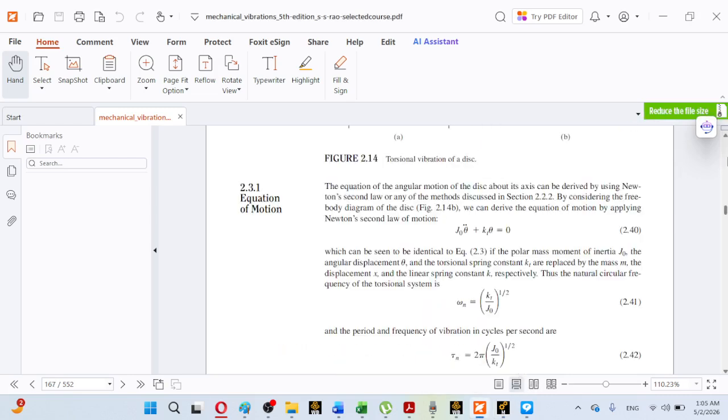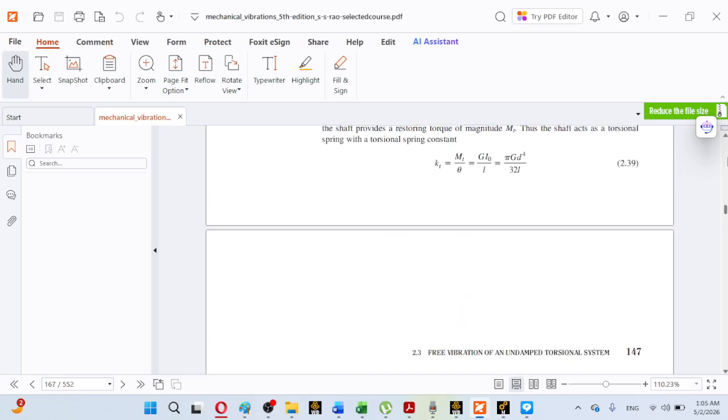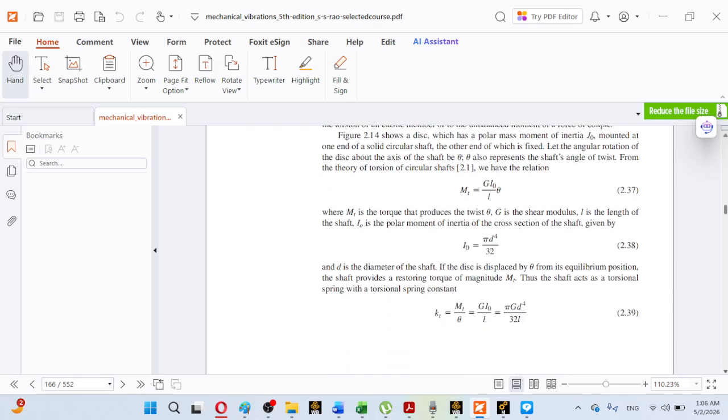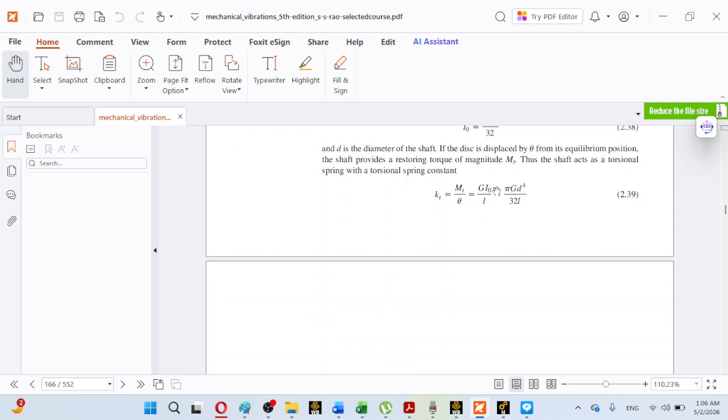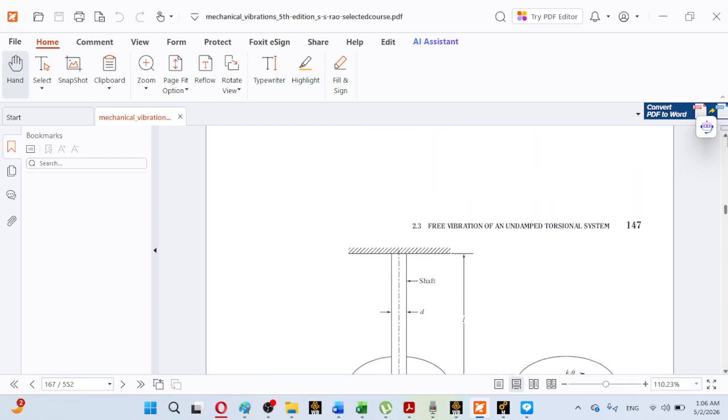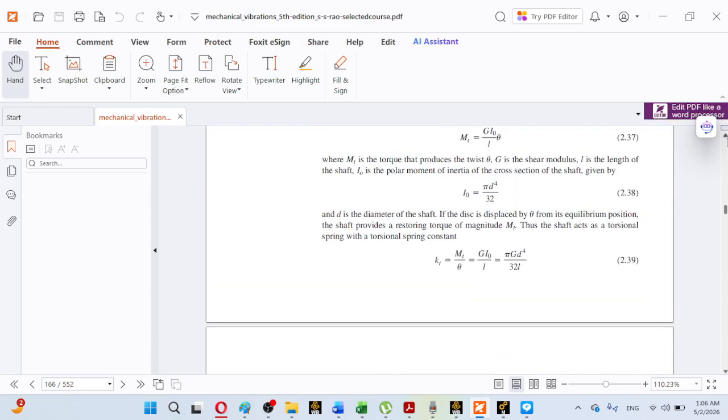Again, in the formula I can make you understand, you must remember that this KT is actually for the solid shaft, because that is elastic, because this capital G is the shear modulus. But J naught, as you can observe here, is for the rigid disc. This J naught is for the rigid disc. So you must clarify this difference in your minds.